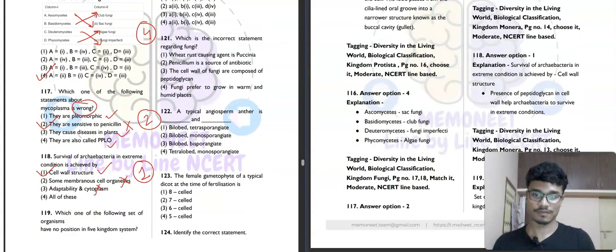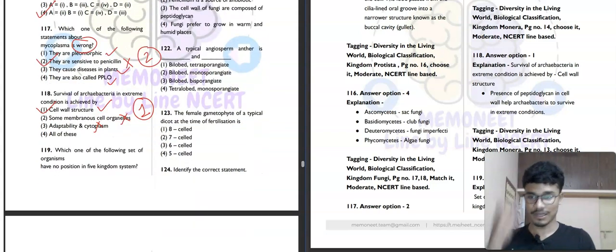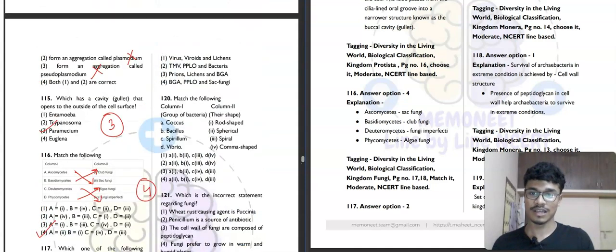Now the next question is saying, which one of the following sets of organisms have no position in the 5 kingdom classification? We will see that virus, viroids and lichen. Yes, these don't have any place in the 5 kingdom classification. The first option will be correct. TMV, PPLO and bacteria have their place. Prions, lichens and blue-green algae, and blue-green algae, PPLO, that is mycoplasma, and sap fungi, also have their place. But virus, viroids and lichens don't have any place in the 5 kingdom classification.